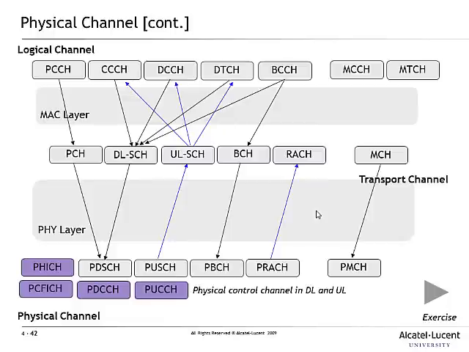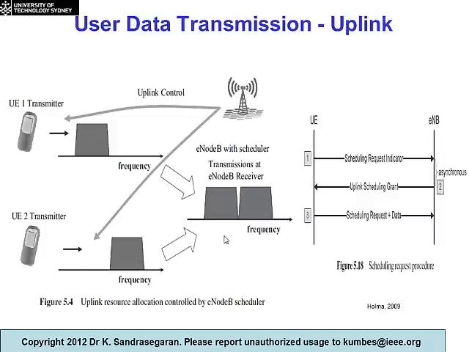Again, here is a diagram showing how the different logical channels are mapped into the transport channels and into the physical channel. The next thing is we're just going to look at uplink data transmission. Remember in the uplink direction, each UE might be transmitting on different resource blocks, and these resource blocks could be on different parts of the spectrum so that they don't interfere with each other.